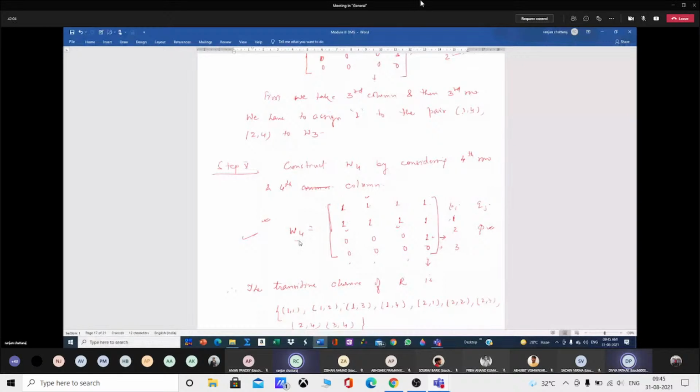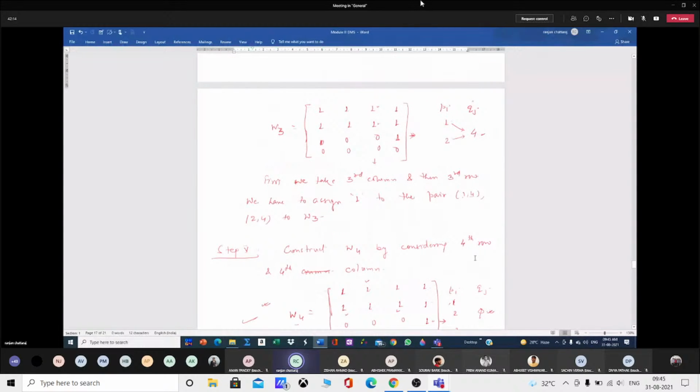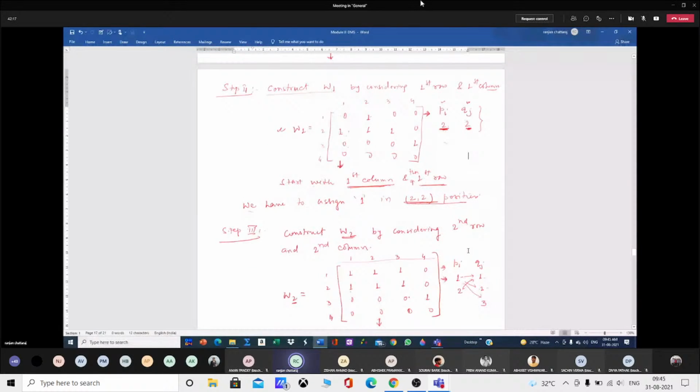Yes, this is your transitive closure, and you can match it with the earlier one. We have solved the same problem by another method.